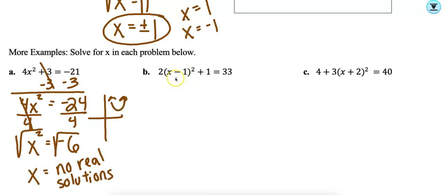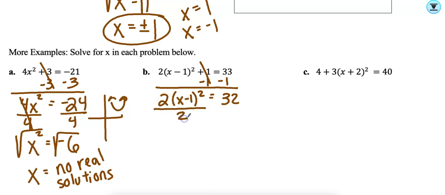All right, moving on. I've got two equations in vertex form for b and c. Let's solve by taking the square root. First off, we're going to subtract 1 on both sides. That'll leave us with 32 equals 2 times (x minus 1) squared. Now I need to get rid of the 2. Parentheses mean multiply, so I'm going to divide by 2, divide by 2. Half of 32 is 16. Drop down, parentheses, x minus 1 squared. So I've isolated my squared term.